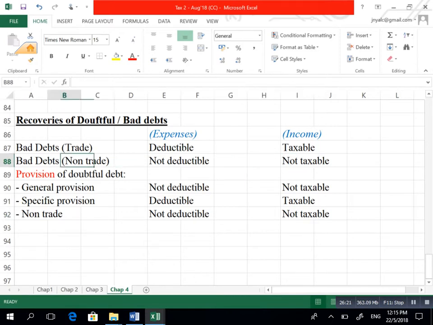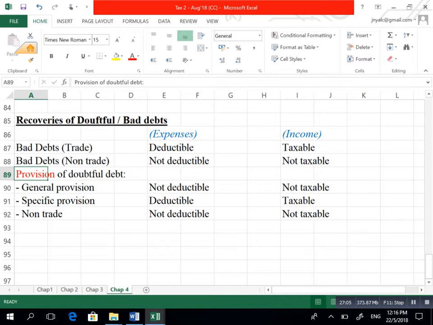Now next, let's talk about provision. All right, provisions for doubtful debt. Which means it's not confirmed yet, right? It's a possibility. But class, you have two categories here: general provision and specific provision. What is the difference between general provision and specific provision? This one you studied in accounting before, right? So what is the difference? The wording is different. General and specific. What else?